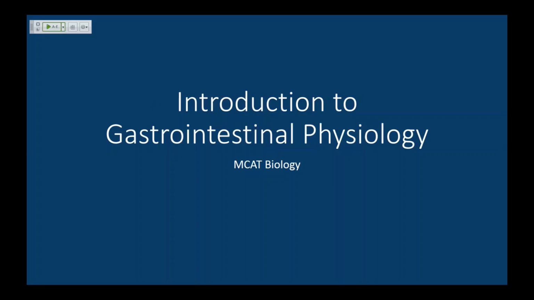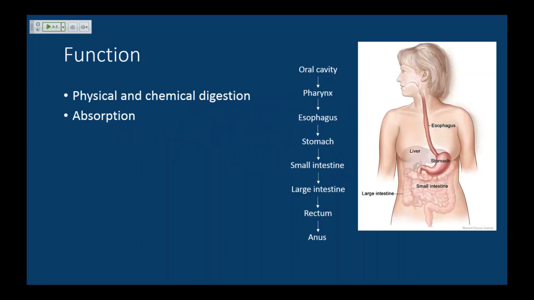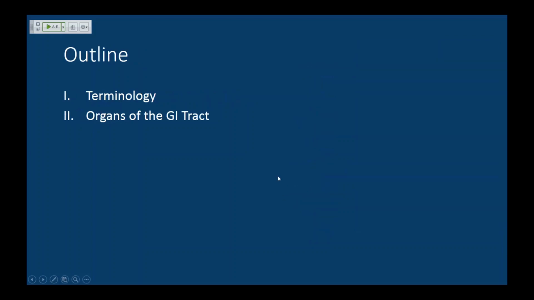Okay, gastrointestinal physiology. The function of the digestive system is the physical and chemical digestion of food that we eat and the absorption of said food into the bloodstream. Okay, so if you want to trace it, start in the mouth, you go to the pharynx, which is basically the back of the throat, esophagus, stomach, small intestine, large intestine, rectum, anus, and out.